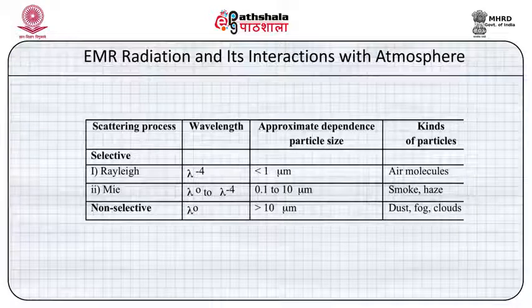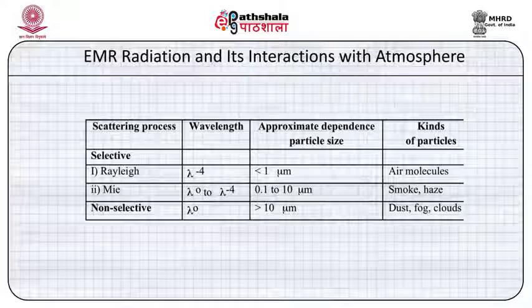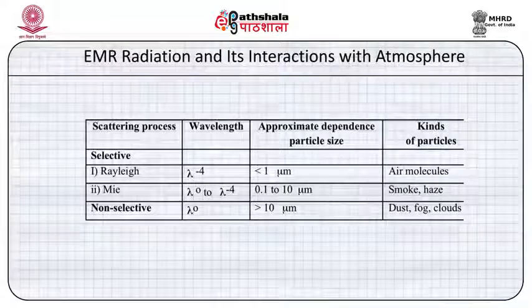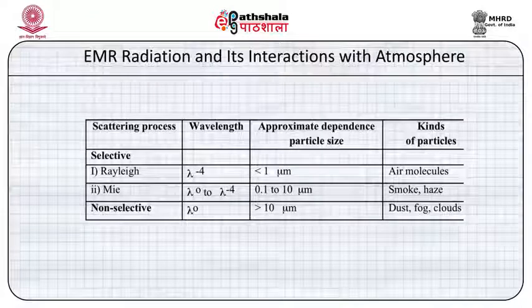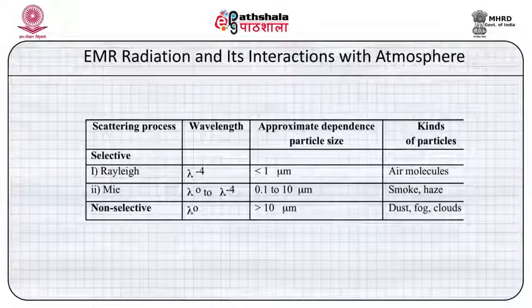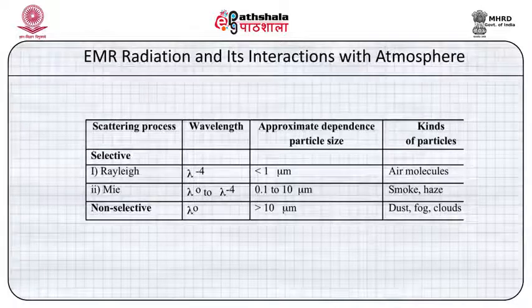Now, what do these particle sizes mean, what could these be? In Rayleigh scattering, the particle size which is less than 1 micrometer is, for example, air molecules. Mie scattering takes place because of smoke and haze, which have a particle size of 0.1 to 10 micrometer, and in non-selective scattering, the particle size is more than 10 micrometer, which includes different kinds of particles, that is dust, fog and clouds, etc.